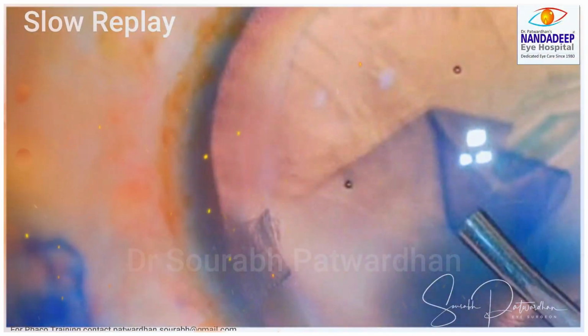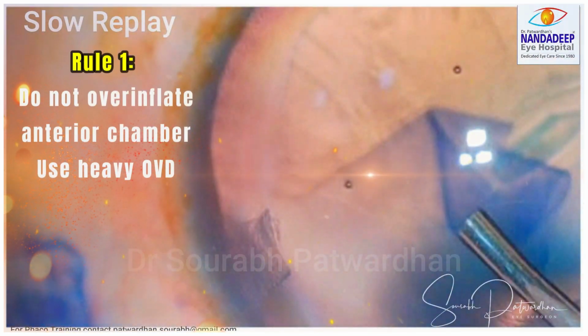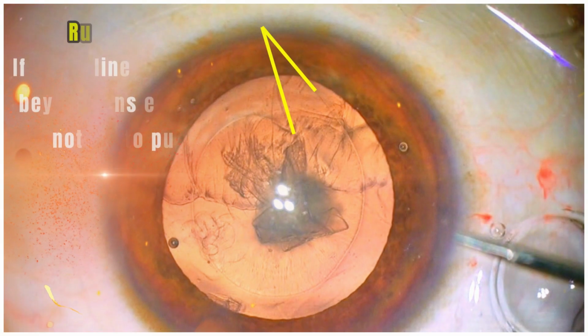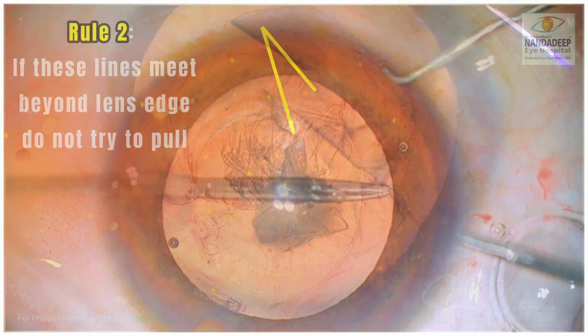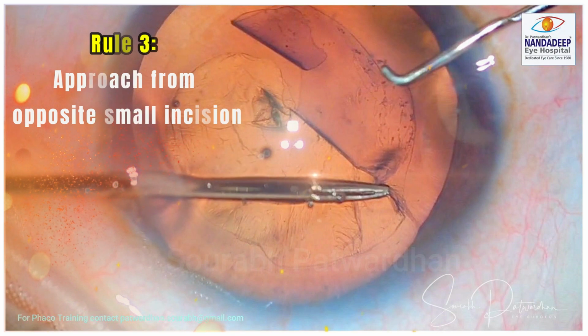So the rules of the game are: first one is not to overinflate the anterior chamber, rather keep it optimally filled. If required, use heavy dispersive or cohesive OVD. The rule number 2 is that if these lines meet beyond the lens edge, do not try to quick pull. Also, you can watch for this edge by retracting the iris.